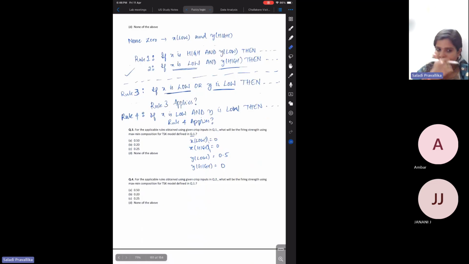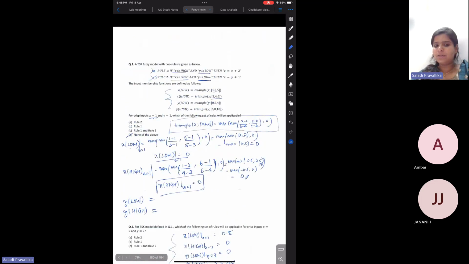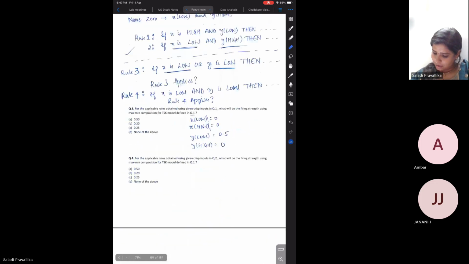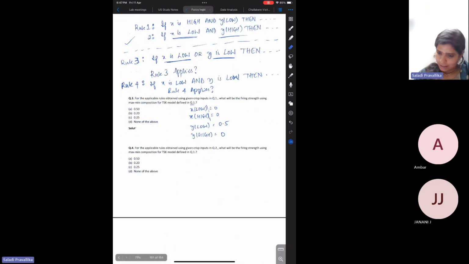So here's a twist. You only have to find the firing strength for the rules which are applicable to the given inputs. But in question 1, we said that neither of the two rules applies. Rule 1 doesn't apply, rule 2 also does not apply. So there is no point in even finding the firing strength. So for this, none of the above is the answer. So no rules apply.